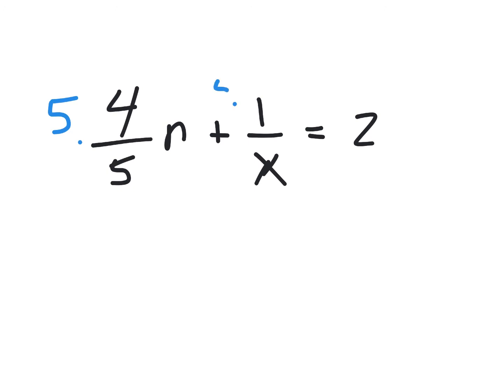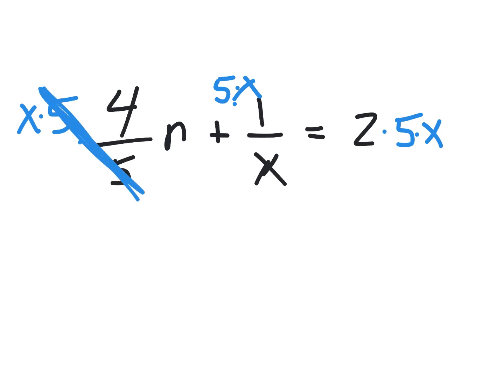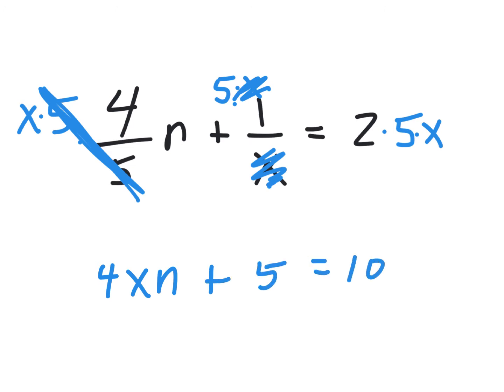Who knew that they needed to times by 5? Good. Who knew that they also needed to times by x? Good. You're timesing by 5x through the whole thing. And sometimes things just straight up cancel, like boom, those 5's canceled, yay. 4xn. And it does not matter if it's nx or xn, don't care. This x and this x canceled, which is cool. Okay, so now I'm just down to plus 5 equals 10x.